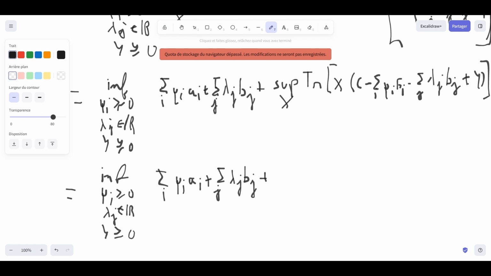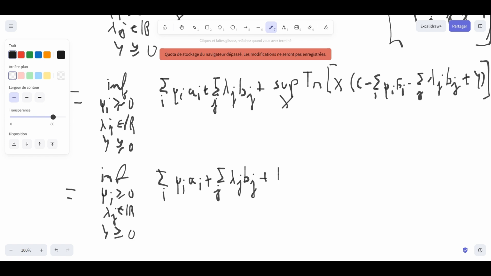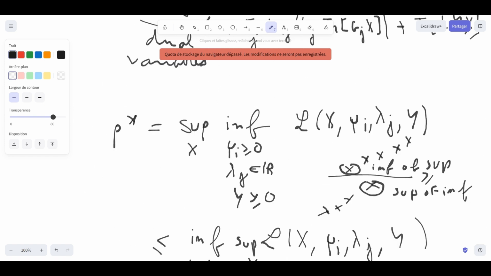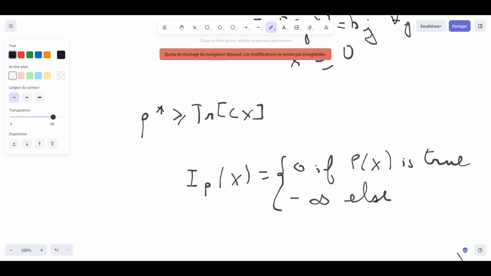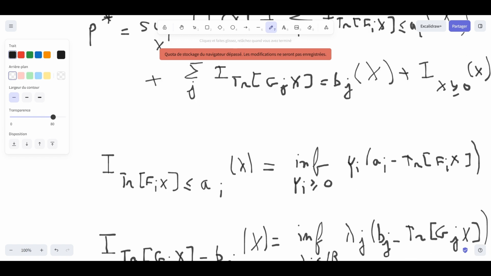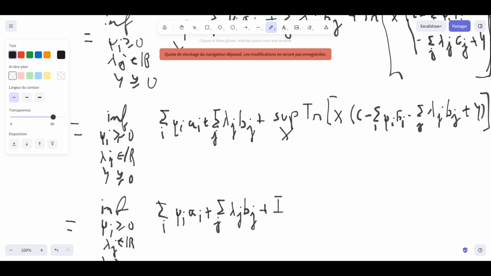Lagrangian is... Sorry, so we don't have this then. We have the indicator function. As earlier, we had this. In your disk, we focused on this. So we focus on this. Just write it like this.